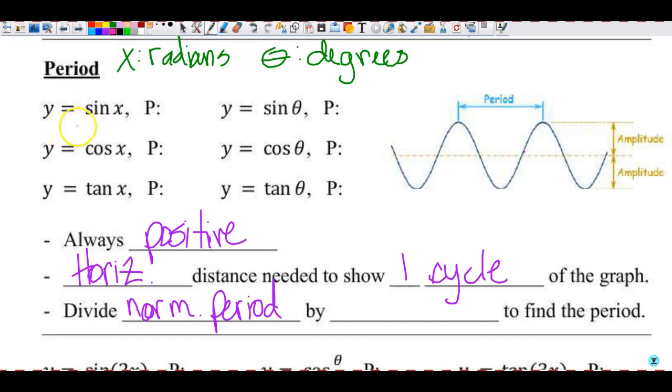We know for sine and cosine that if we're using radians, the normal period was 2 pi. But for tangent, it was only pi. So that's why I can't just put a value there.